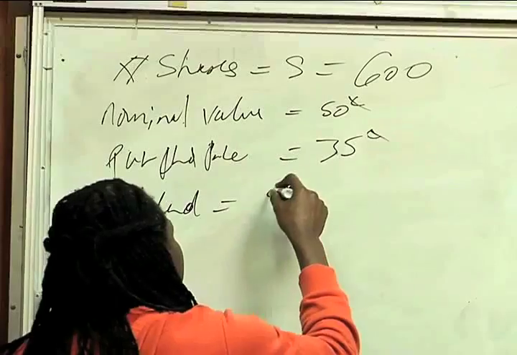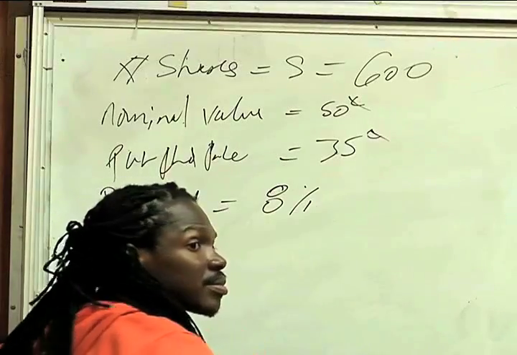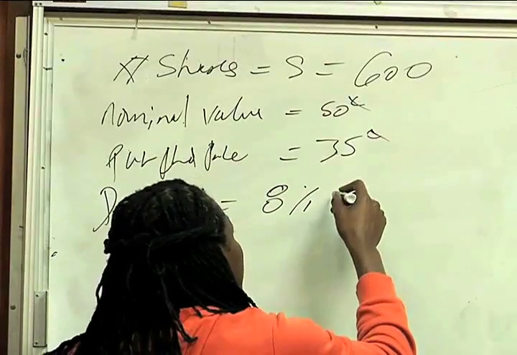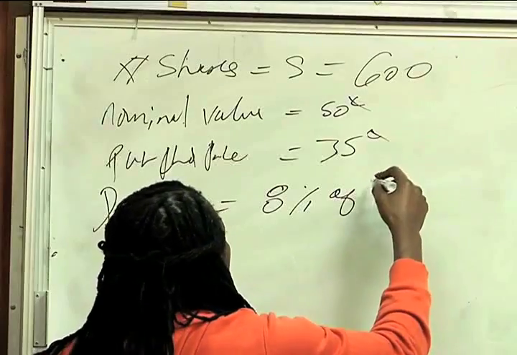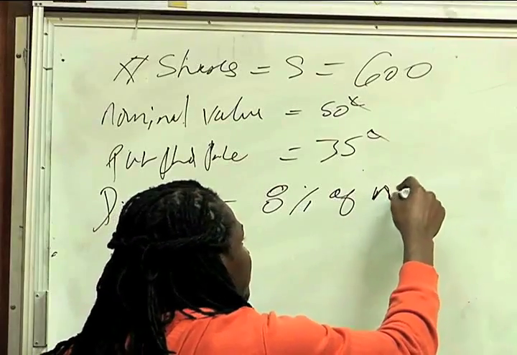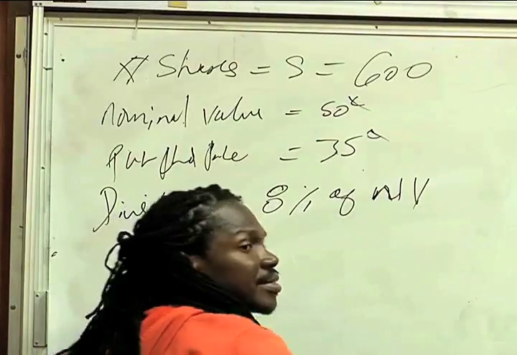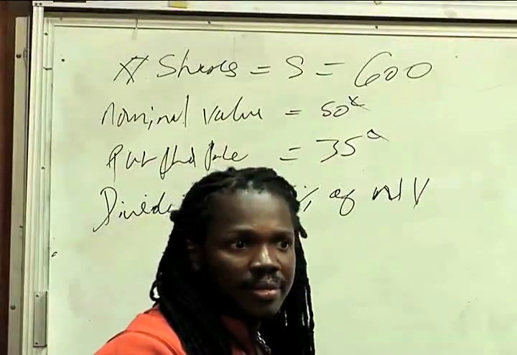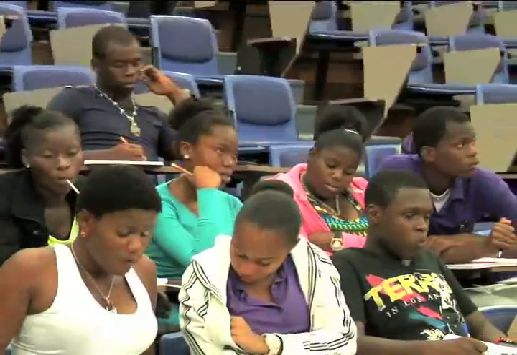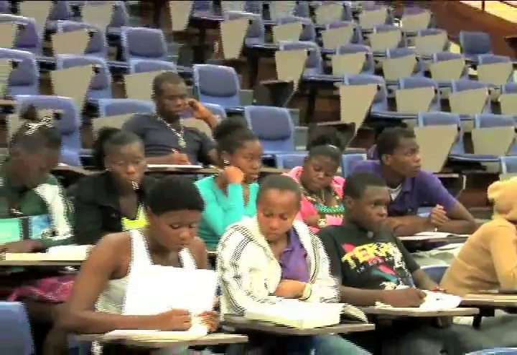8% of what? The nominal value. So 8% of the nominal value, NV. That's all we know. Good. So now, what does this man want to know?